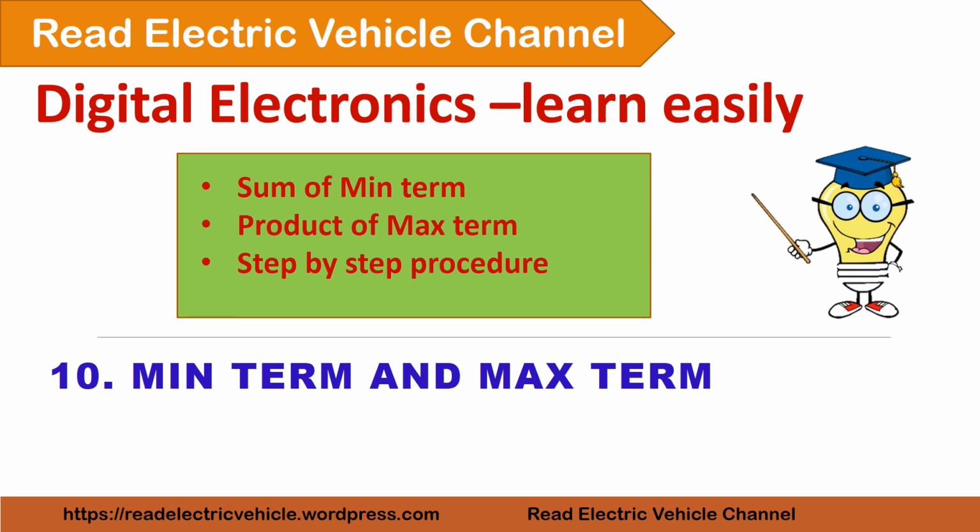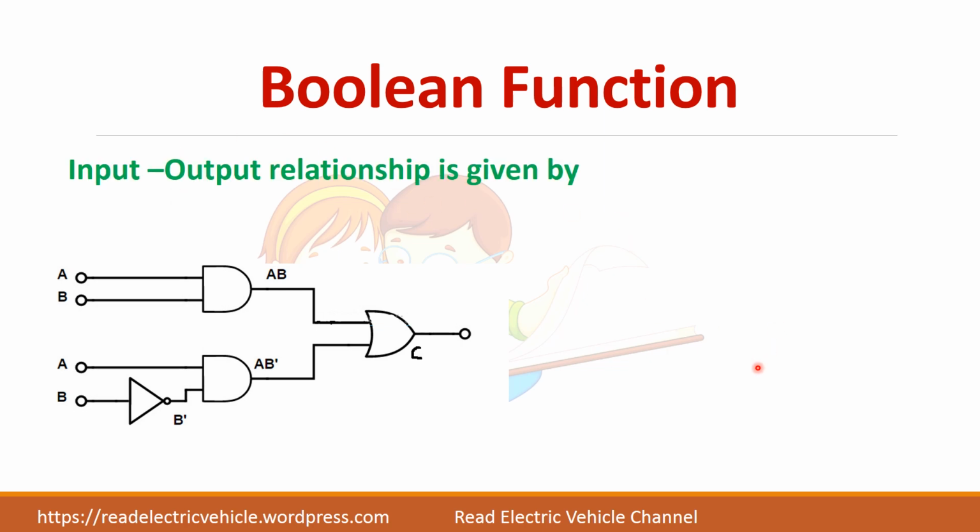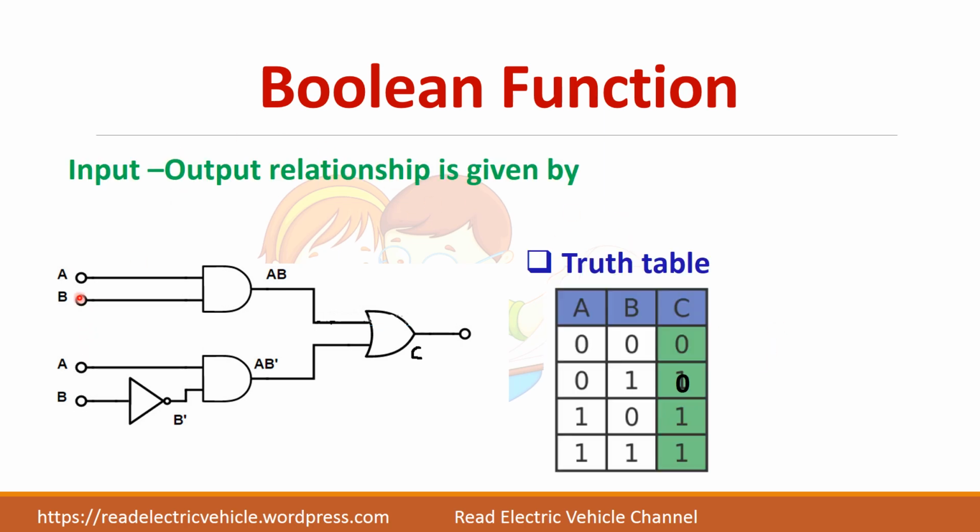In this video, let us see about minterm and maxterm. For any logic circuit, the input-output relationship can be given by a truth table. You see this circuit here, A and B are input variables and C is the output. So the truth table will give you the relationship between input variable and the output variable. For different combinations of input, what will be the output?